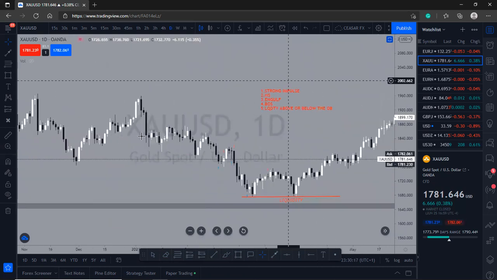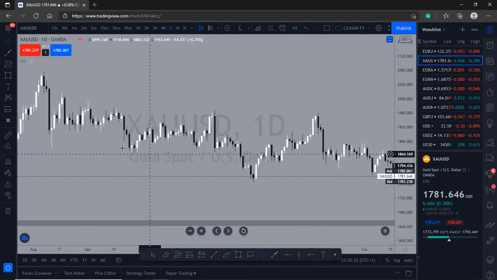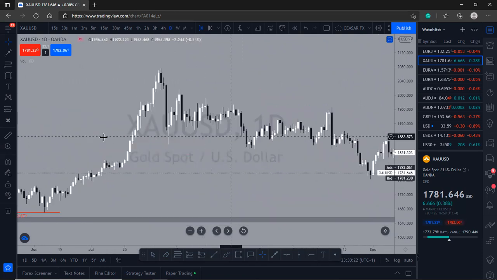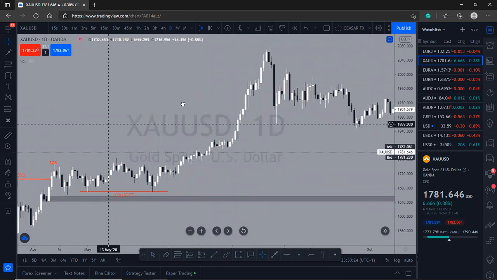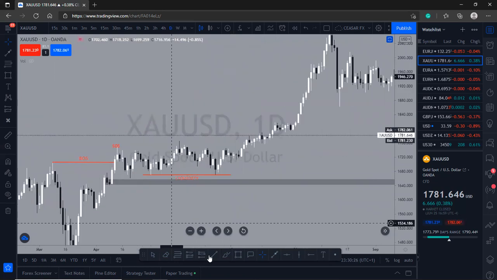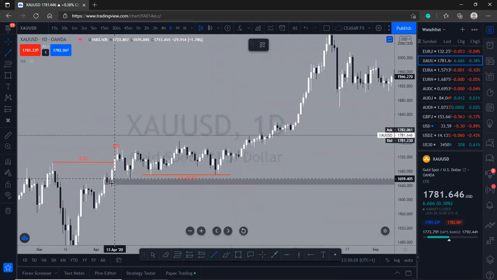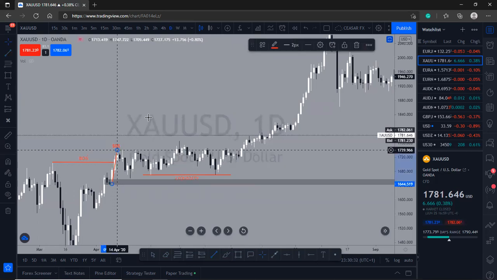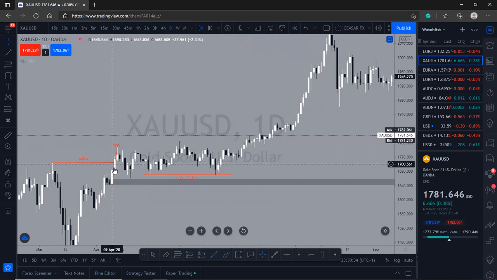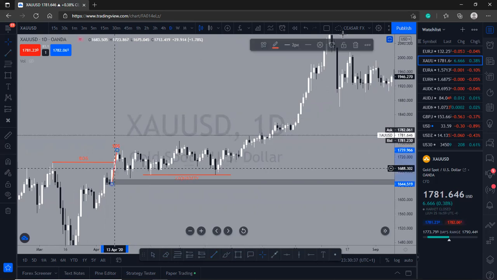There must be a strong impulse. Strong impulse after an order block has formed. This is a strong impulse after an order block. So these 5 rules are all met.